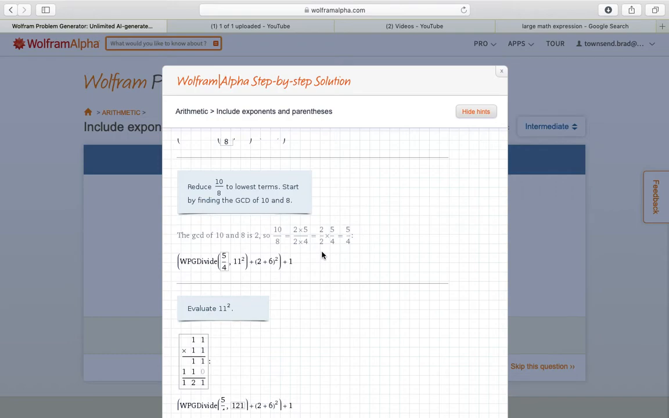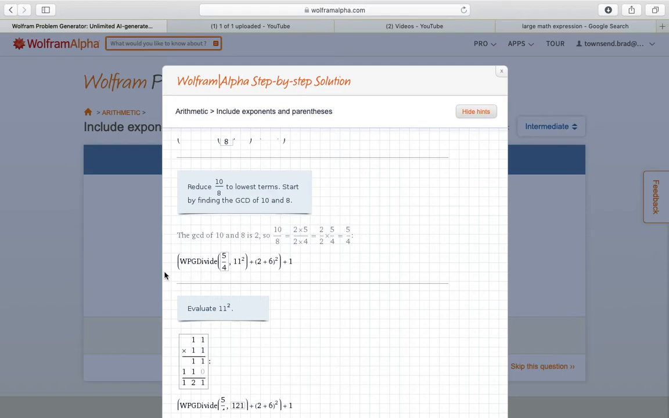And 2 over 2 is the same as 1. So 1 over 1 is 1, 2 over 2 is 1, 3 over 3 is 1, 4 over 4 is 1, 5 over 5 is 1. Okay, so that's what's happening here. 1 times anything is itself. So that 5 over 4 equals 5 over 4.